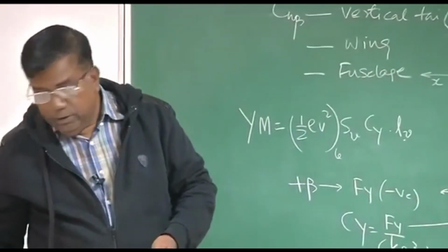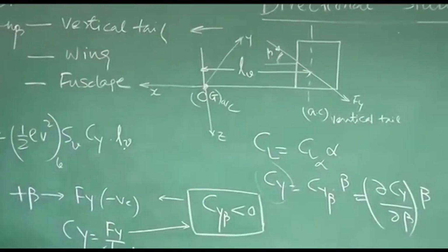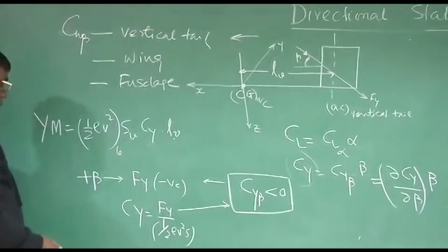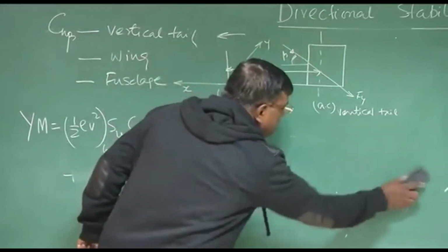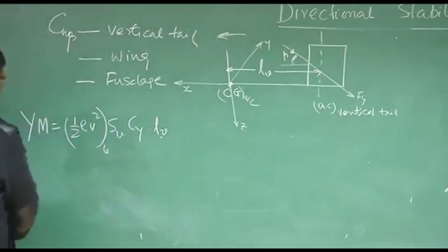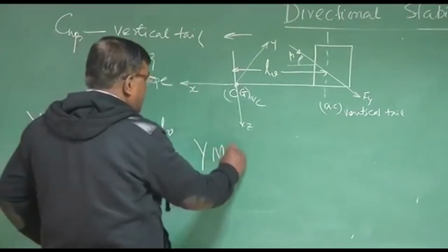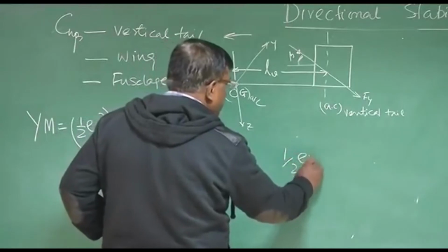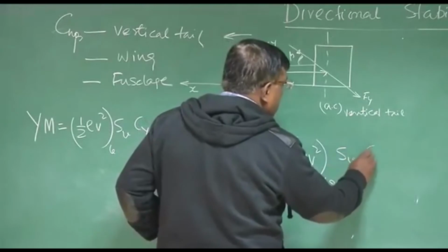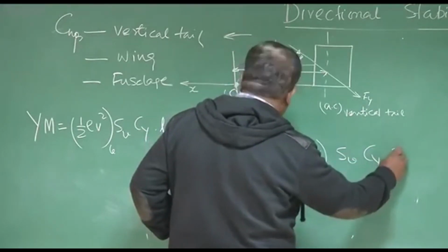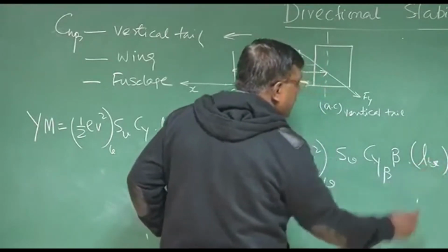Okay? Please do not get confused with Cn beta. This is Cy beta. So now if I want to see this yawing moment here, I go into a little bit of detail to ensure the signs are consistent. So then I write yawing moment is equal to half rho v square, dynamic pressure at the vertical tail, S vertical tail, and for Cy I write Cy beta into beta into Lv, which is the vertical tail arm.